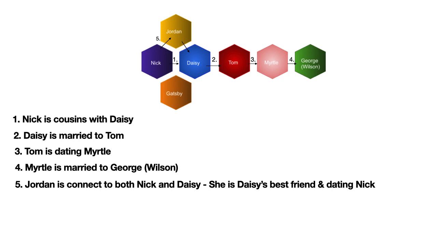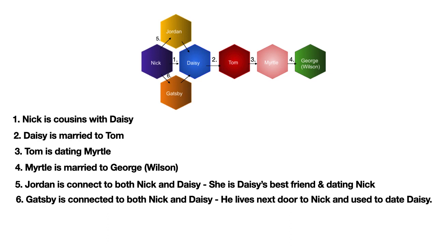Remember, this whole book really takes place over the course of a summer, from around June to the very beginning of October. So she starts dating Nick, and so she's connected to those two characters in those ways. And then lastly, Gatsby is connected to two characters. First, he lives next door to Nick, so they are neighbors. And then second, he used to date Daisy. That's Daisy's ex-boyfriend.